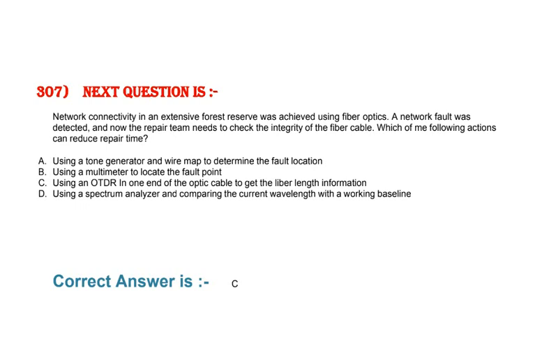Option A, using a tone generator and wire map to determine the fault location. Option B, using a multimeter to locate the fault point. Option C, using an OTDR in one end of the optic cable to get the fiber length information. Option D, using a spectrum analyzer and comparing the current wavelength with a working baseline. Correct answer is option C.